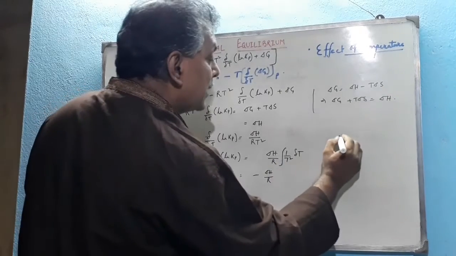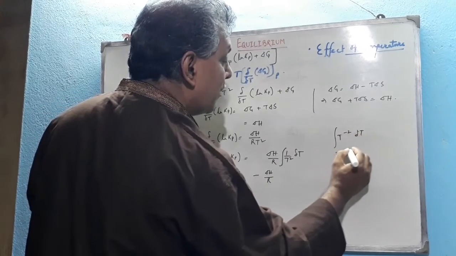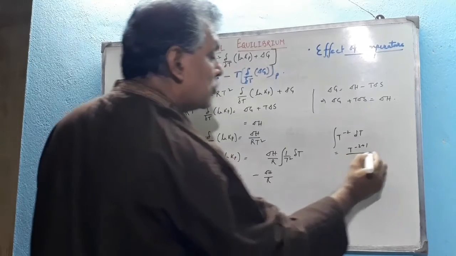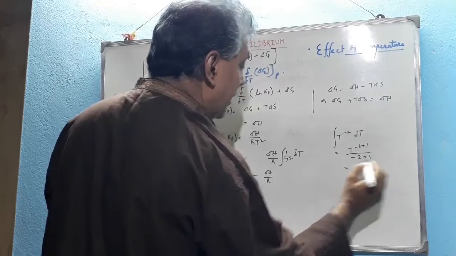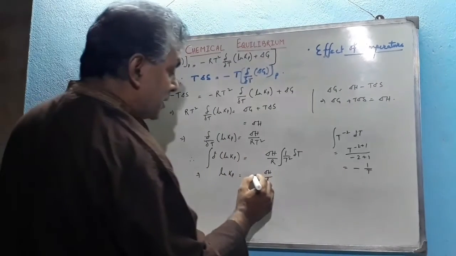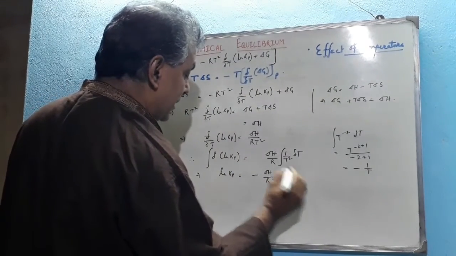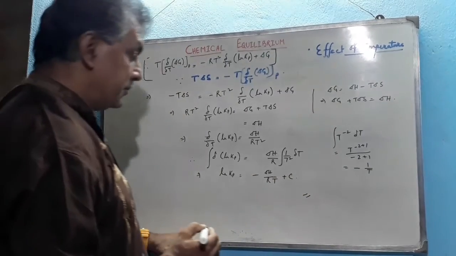See this here, T to the power minus 2 dT, when it is integrated it becomes T to the power minus 2 plus 1 divided by minus 2 plus 1. That means it becomes minus 1 by T plus a constant. So it becomes minus ΔH by RT plus a constant. This is the expression of the isotherm.